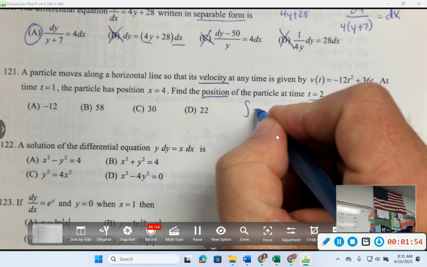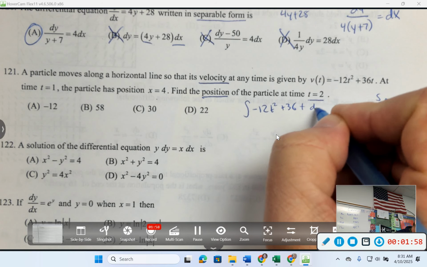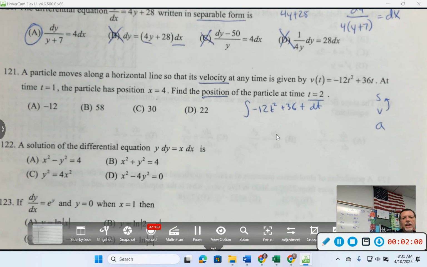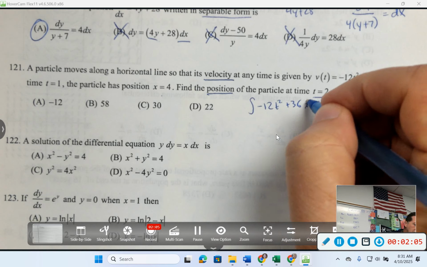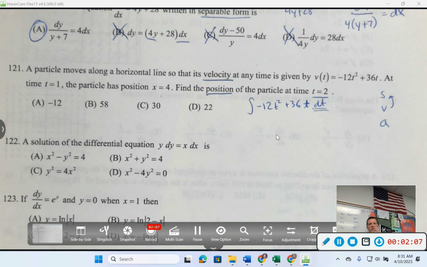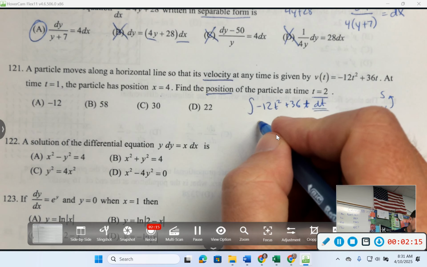So let's take the antiderivative of velocity. And I guess it doesn't matter for multiple choice, but on free response, please make sure you put the dt or dx on the end. A bunch of you didn't. And I guess in some ways it doesn't matter, but it officially needs to be there. So let's see, increase the power.